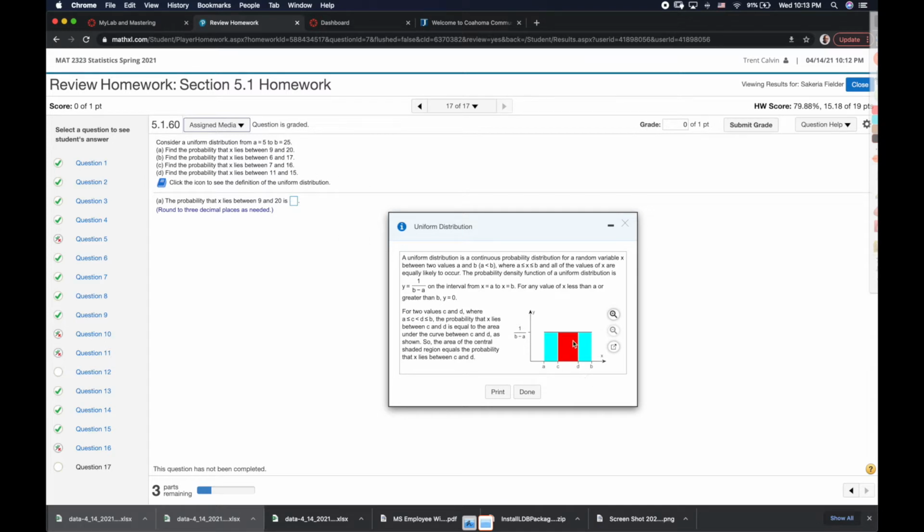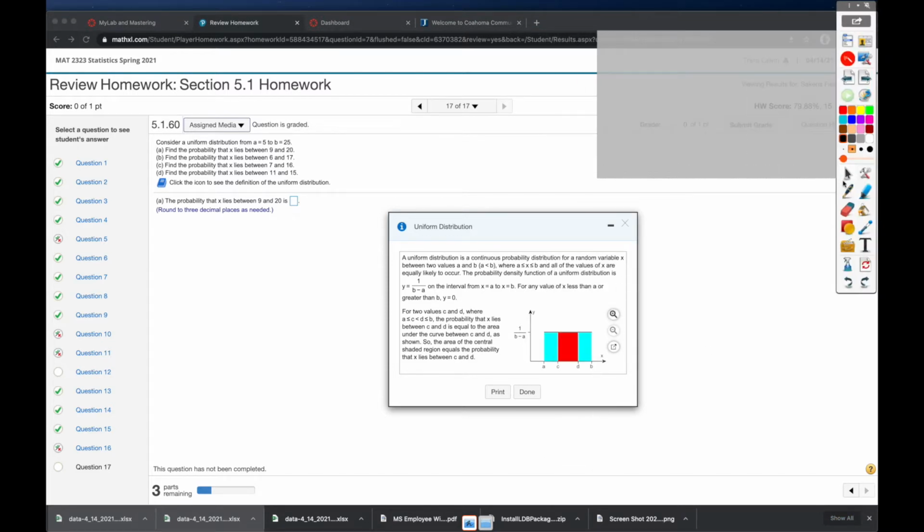I'm looking for this red area. It says X lies between 9 and 20, and so we're going to let C be 9 and D be 20. And let's figure out what we got.